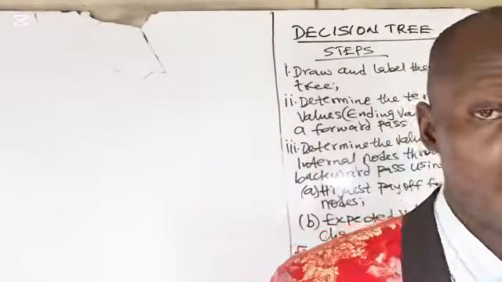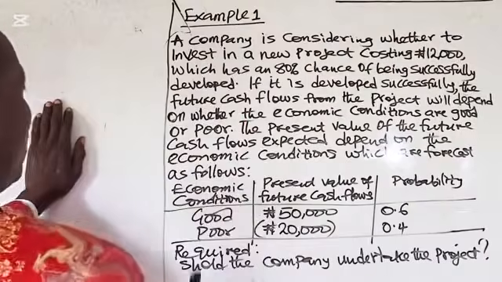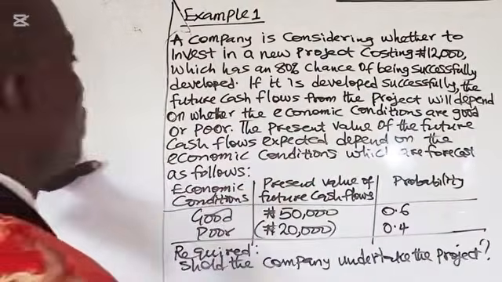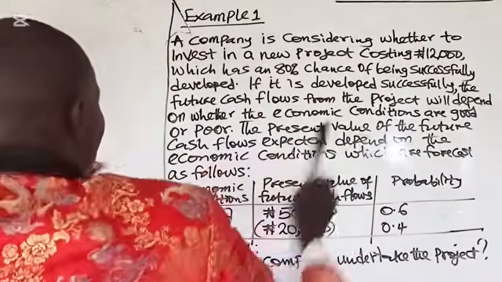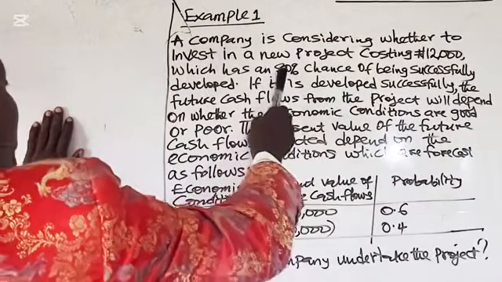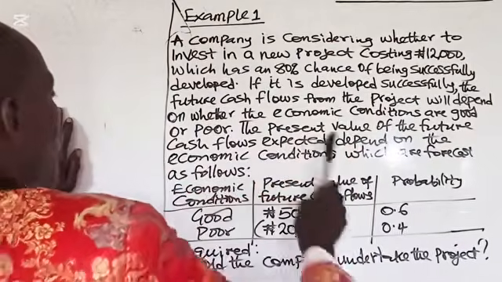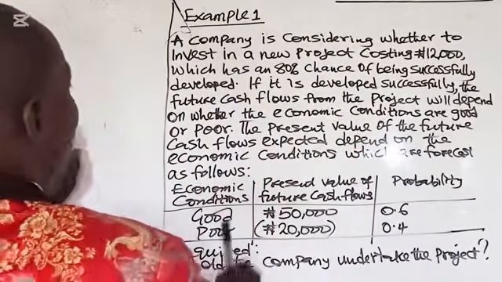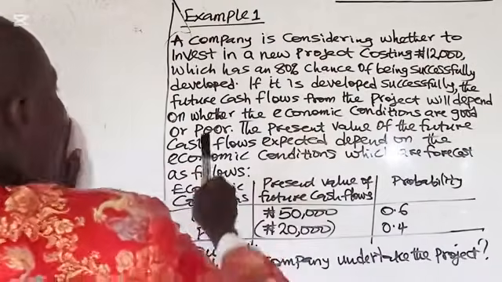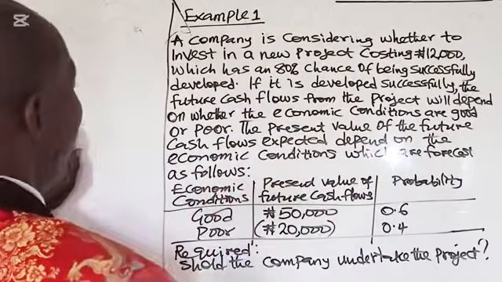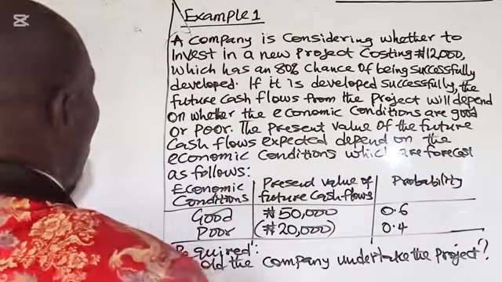Keep watching. Example 1. A company is considering whether to invest in a new project costing 12,000 naira, which has an 80% chance of being successfully developed. If it is developed successfully, the future cash flows from the project will depend on whether the economic conditions are good or poor.